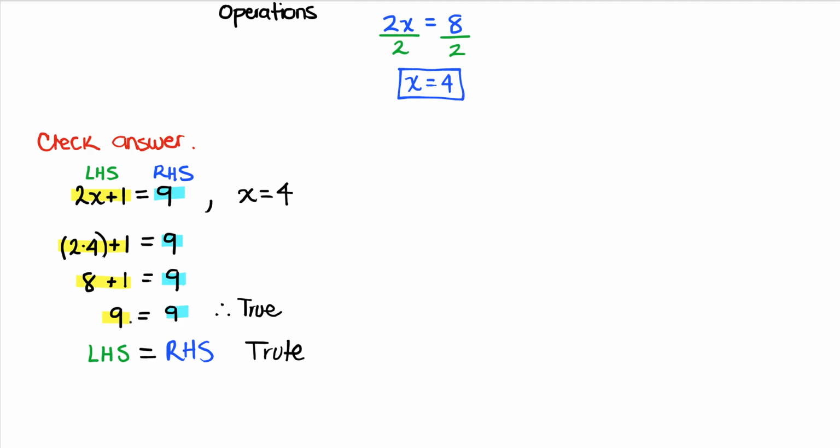What happens if I get to the end and let's say that my answer here was 10 and then I said that is equal to 9? We know that 10 is not equal to 9, therefore it's not true. So something went wrong. The answer is not correct.